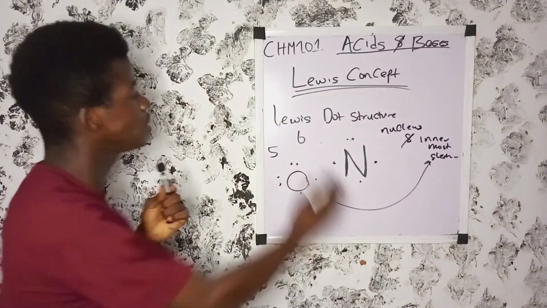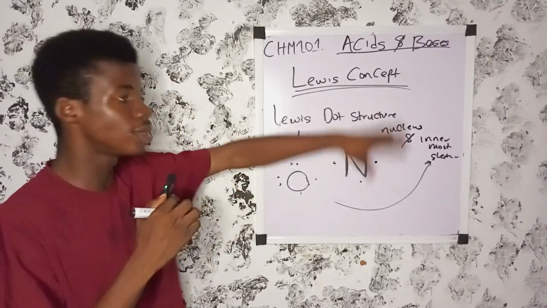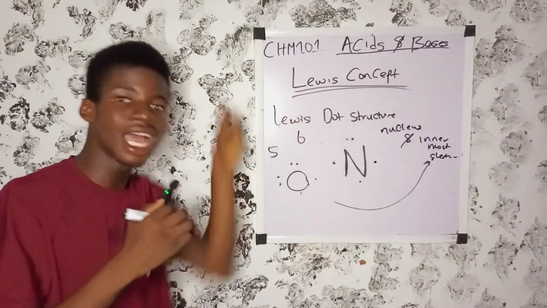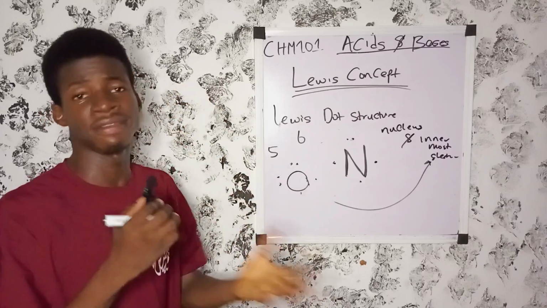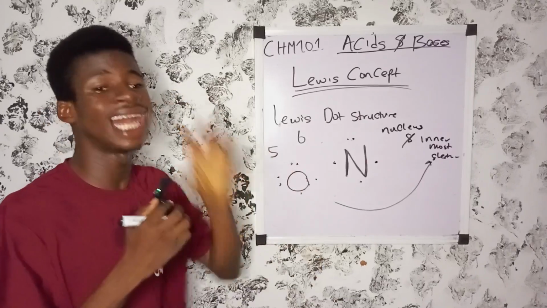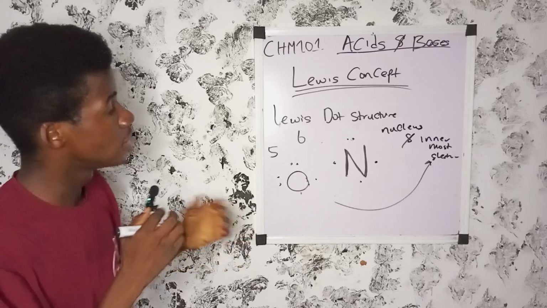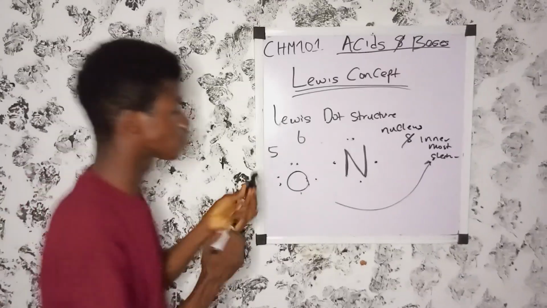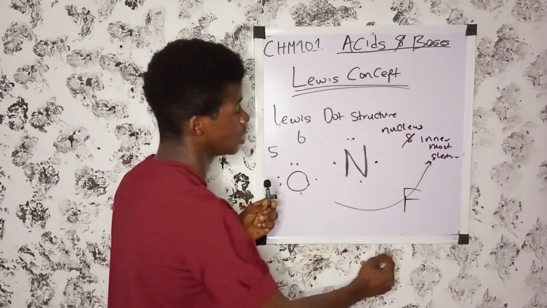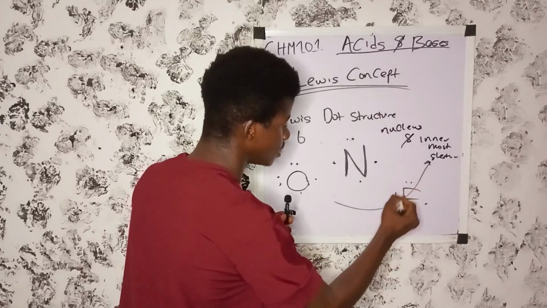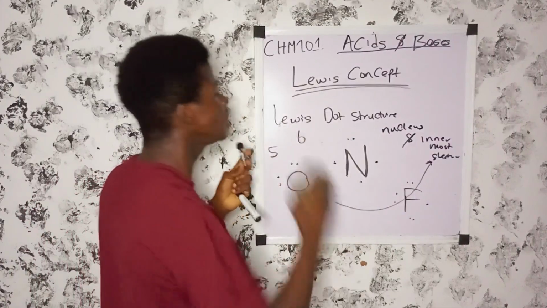This is what the Lewis structure is saying: the symbol of an element represents the nucleus and innermost electrons of that element, while surrounding the symbol are the valence electrons of that element, arranged at the four corners of the symbol. If we use fluorine, fluorine has 7 valence electrons. This is fluorine, so we arrange 1, 2, 3, 4, 5, 6, 7. This is the Lewis dot structure.